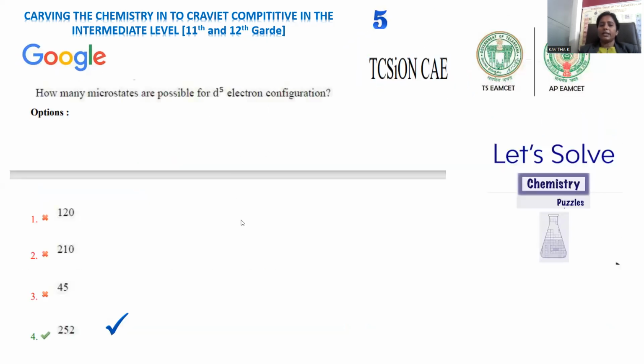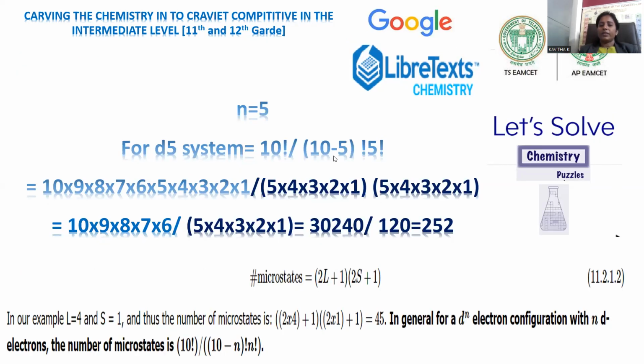In our problem, they are saying a d5 system, no? That's why here the n value will become 5. 10 minus 5 factorial, and again we have to put one more n factorial, so 5 factorial will be there. What does 10 factorial mean? 10 factorial can be expanded as 10 into 9 into 8 into 7 into 6, 5, 4, 3, 2, 1. This is the way we can expand. 10 minus 5 factorial is 5 factorial, which can be written as 5 into 4 into 3 into 2 into 1.